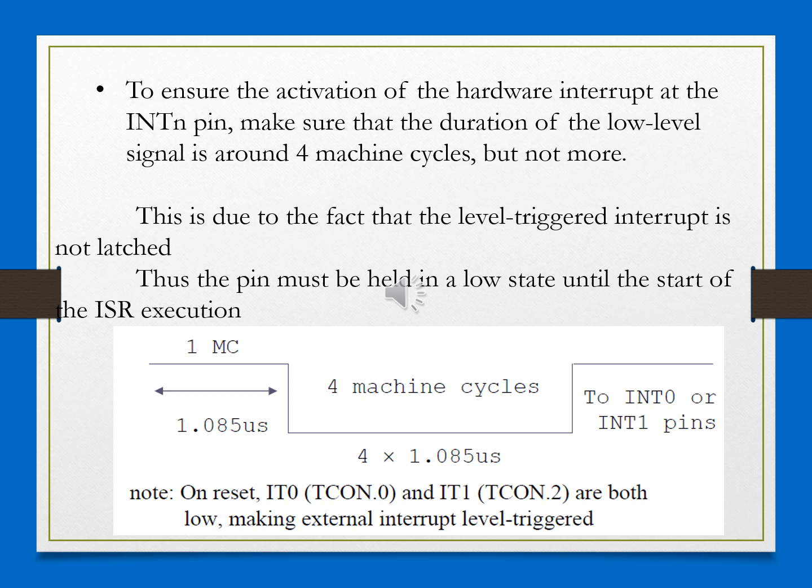That is the meaning. I hope you are understanding. Kindly go through the figure here. It indicates the 4 machine cycles required and the way the signal should go low and come back to high level, when you are talking about the level triggered type of interrupt.